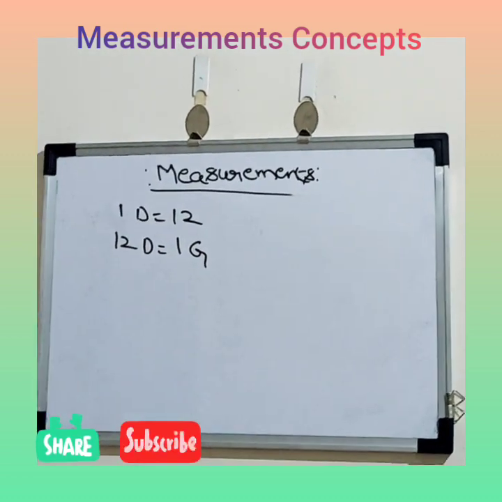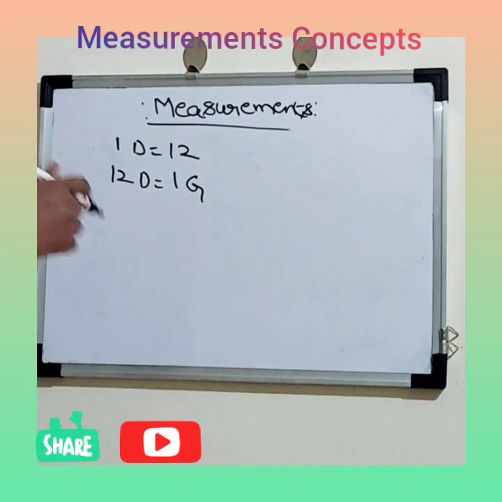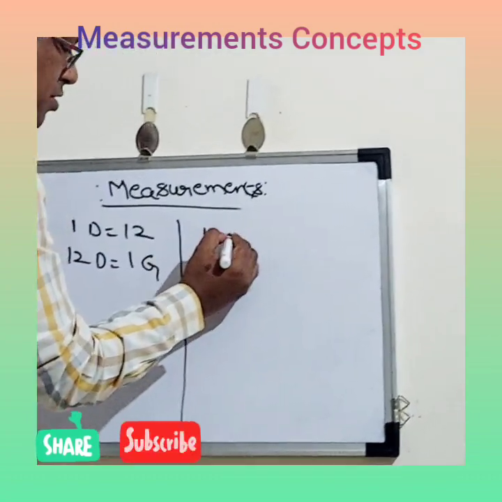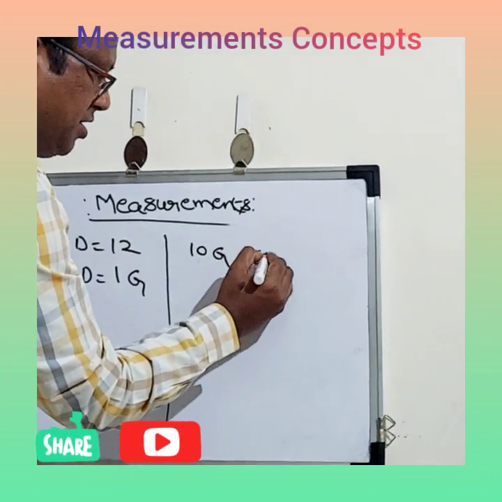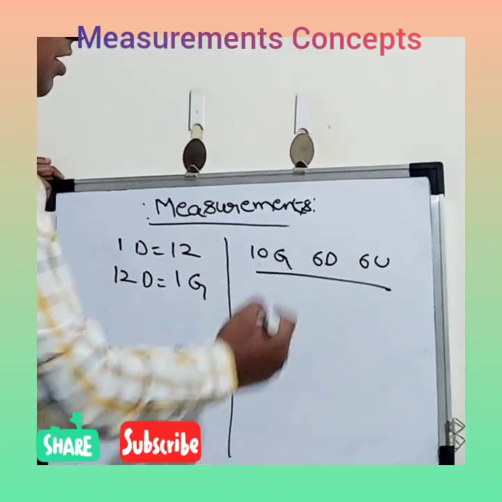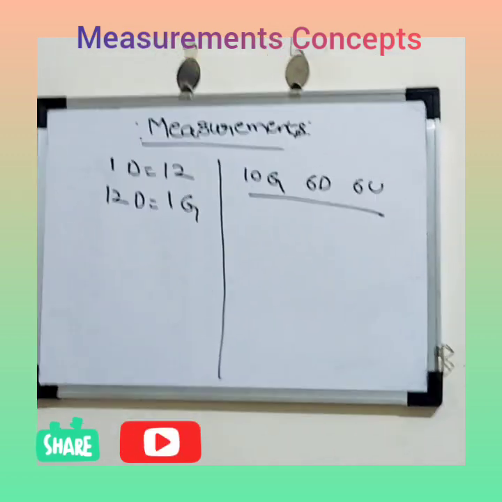Now in competitive exams you will see problems like this. What is the equivalent value of 10 gross, 6 dozen and 6 units? What is the equivalent number of articles for this particular 10 gross, 6 dozen and 6 units?